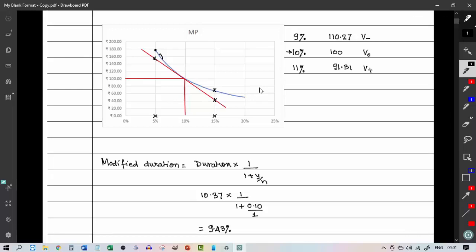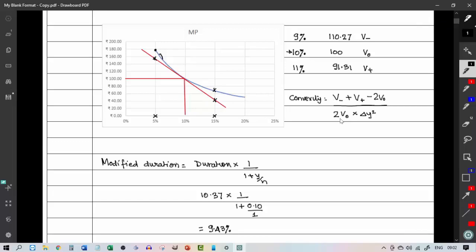Now, we can write the formula for convexity as V minus plus V plus minus 2V0 upon 2V0 into delta y square. Now this formula could be looking pretty intimidating to you, but let's just break it down.